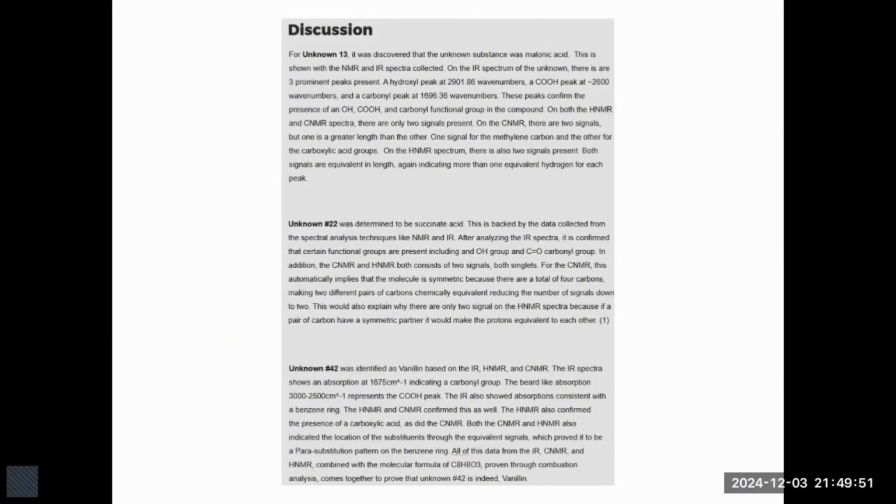So unknown 42 was identified as vanillin based on the IR, HNMR, and CNMR. The IR spectra shows an absorption at 1675, indicating a carbonyl group. The beard-like absorption at 3000 to 2500 represents a COOH peak. The IR also showed absorptions consistent with the benzene ring. The HNMR and CNMR confirmed this as well.